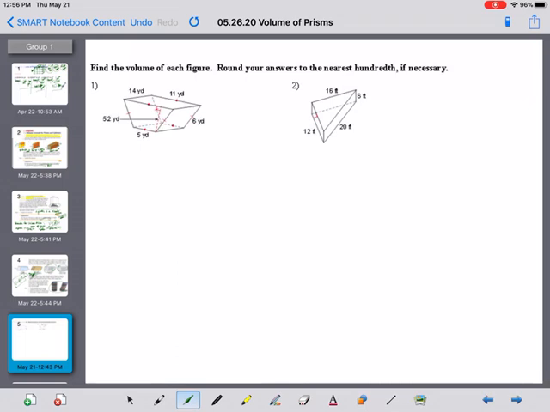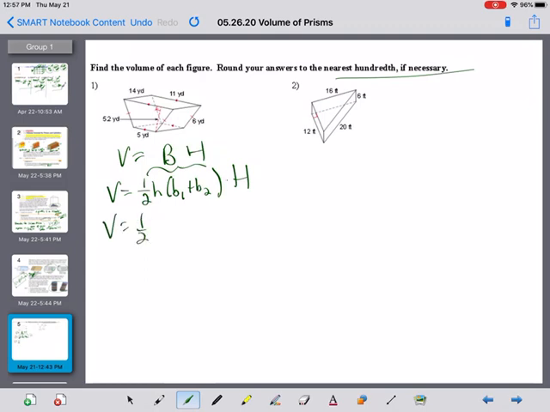So let's do a couple examples together. Find the volume of each figure. Round your answers to the nearest hundredth. Okay, so it's a prism. So we start with the basic prism formula. Now it's a trapezoidal base. So the B turns into 1/2 H, B1 plus B2. So that's B and then times capital H.